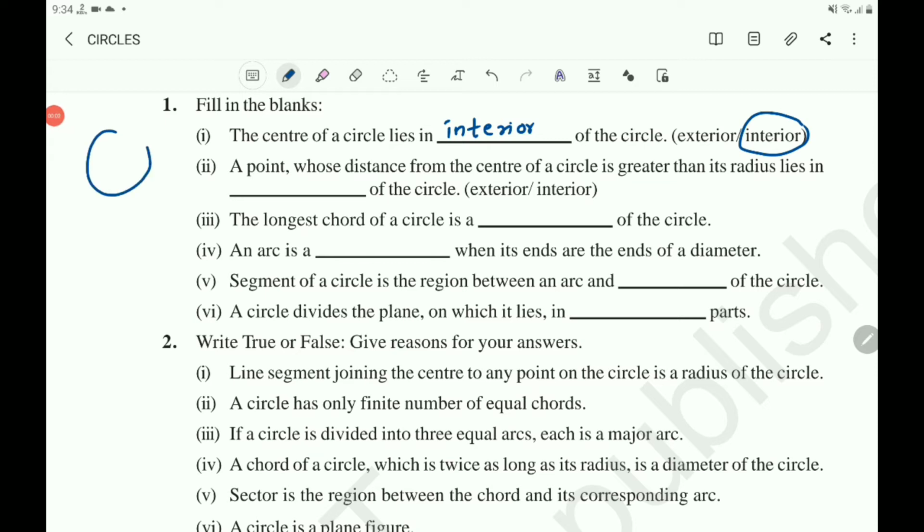Imagine a circle and you know that its center lies inside. That is the interior of the circle. And here it is given that a point whose distance from the center of a circle is greater than its radius. You know that a point on the circle is equal to the radius. If you consider a point A which is on the circle, that is equal to the radius, and greater than the radius means it must be outside the circle, that is, the exterior of the circle. So write the answer: exterior.